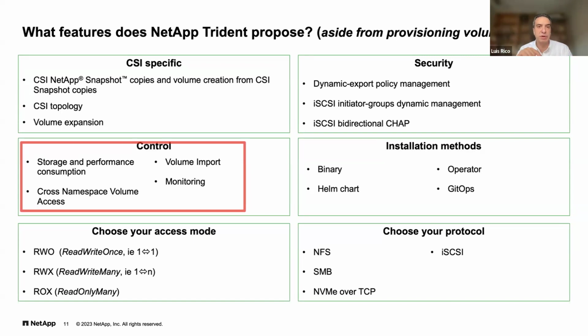Our monitoring of Trident can be integrated with Prometheus, so you can have all the monitoring of the Prometheus in OpenShift, plus the things coming from Trident, from the persistent storage part. And we also provide volume import, a capability to import an existing volume with data inside a Kubernetes cluster. And this volume can also come from another OpenShift cluster, so you can play with that.